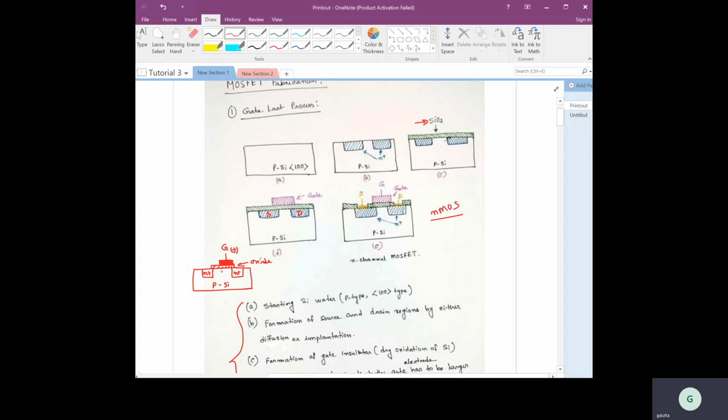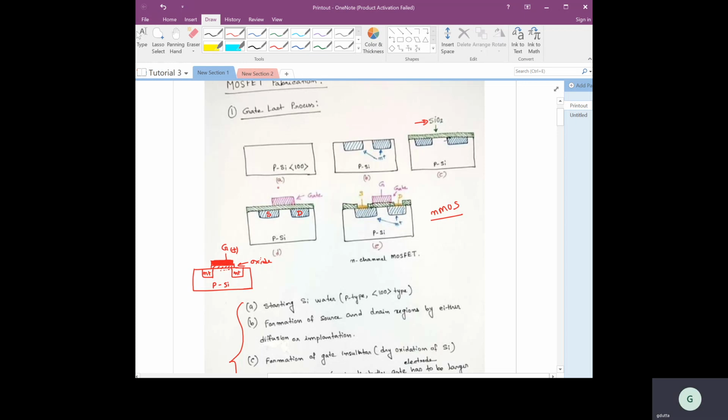So if the channel is forming, the channel will form only up to here. So the channel is not continuous from the source to drain, right? So this MOSFET will not work, right? To ensure that this MOSFET works, we have to make sure that this gate metal actually extends from the source region to this drain region, right?